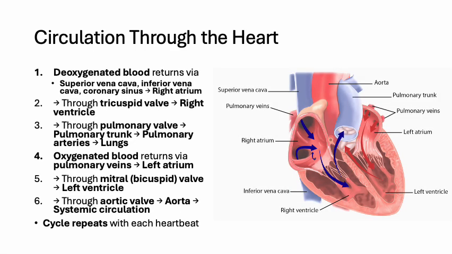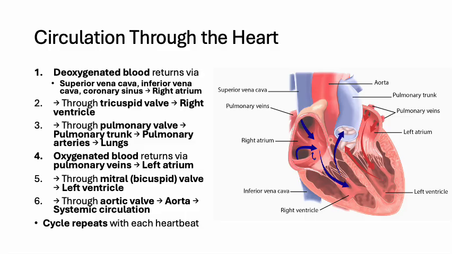Let's talk about the step-by-step process that blood takes throughout the heart, which is a vital process that happens nonstop about 100,000 times a day. It all begins with deoxygenated blood returning from the body. Blood from the upper body enters the right atrium via the superior vena cava. Blood from the lower body enters through the inferior vena cava, and blood from the heart's own tissues enters through the coronary sinus. From the right atrium, blood flows through the tricuspid valve into the right ventricle.